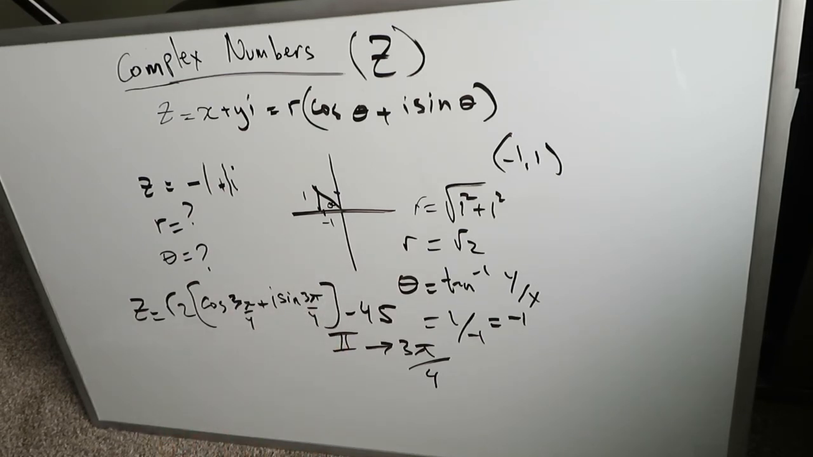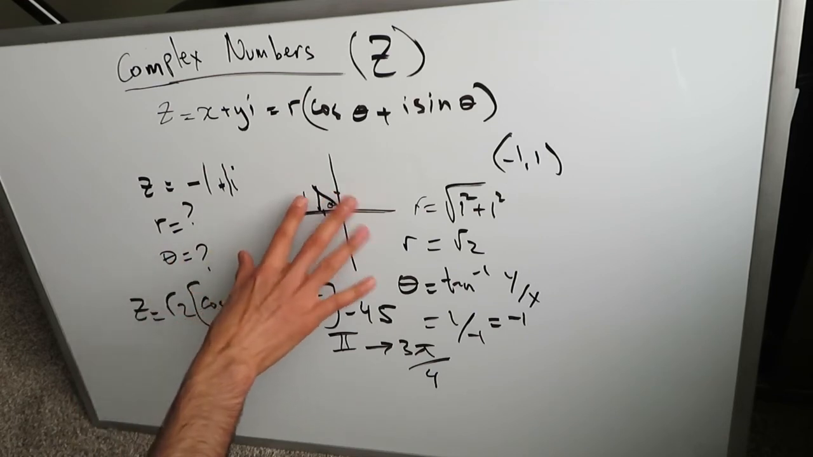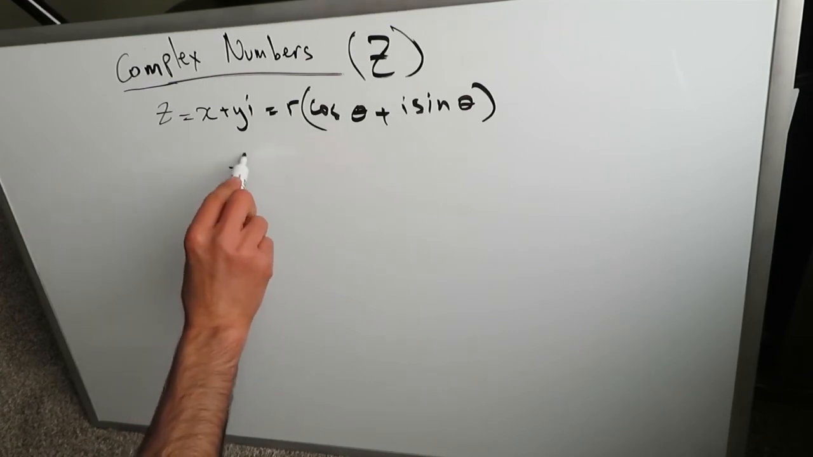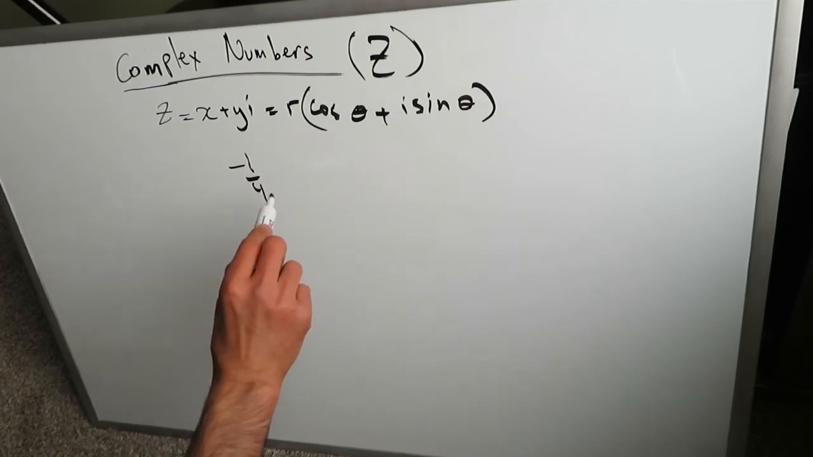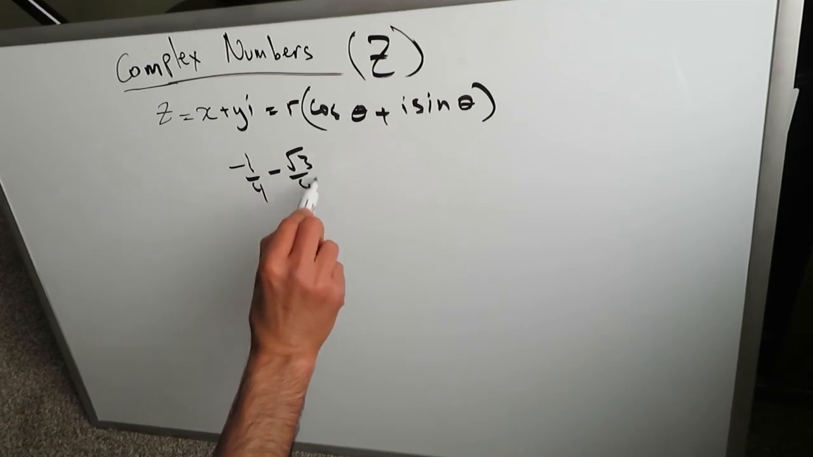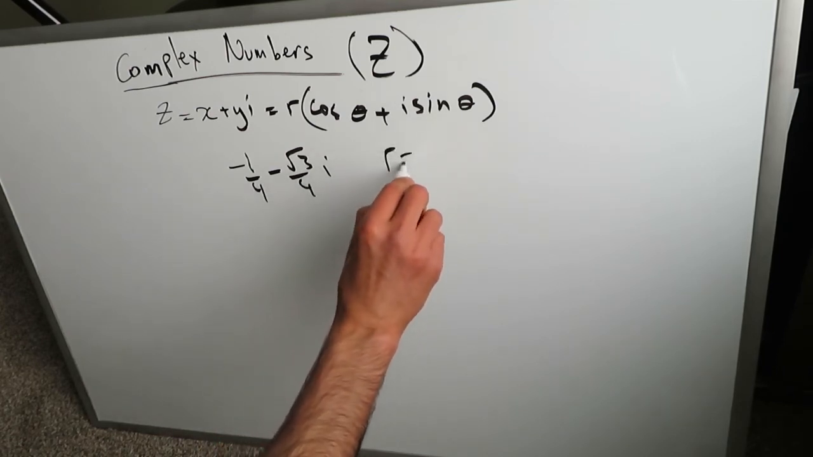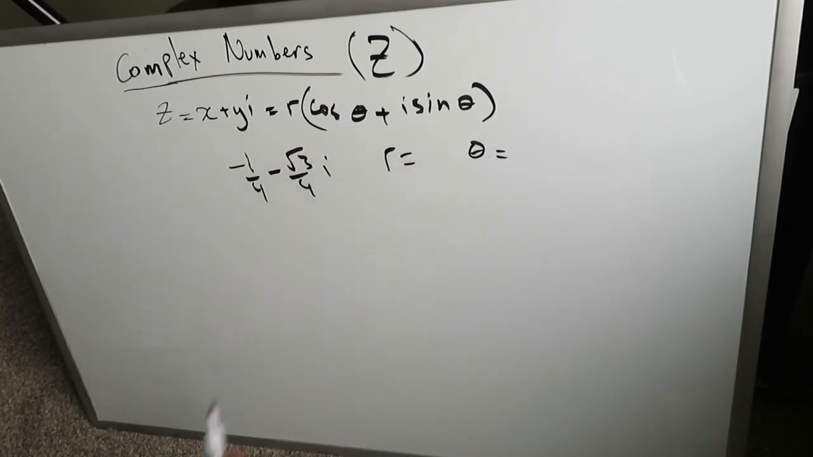Not too shabby, right? So you start with a question which looks like this. You have to determine the r and the argument. Always use a graph to help align you with regards to which quadrant you're in. Proceed, and then at the very end write your polar form. The question is this. You're given minus 1 over 4 minus root 3 over 4i, and you have to write this complex number in its polar form. And you know you have to determine r, and you have to determine the argument.